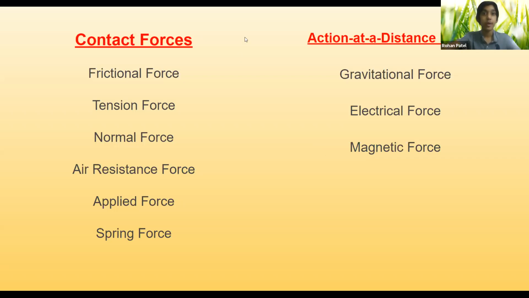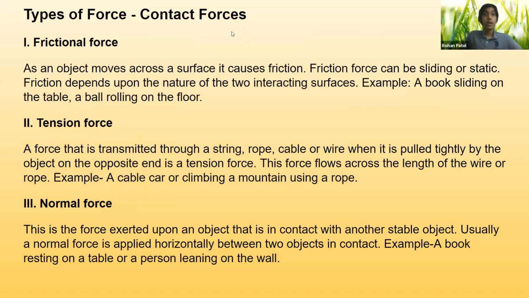So let's talk about each one. Frictional force. As an object moves across a surface, it causes friction. Friction force can be sliding or static. Friction depends upon the nature of the two interacting surfaces. For example, a book sliding on the table and a ball rolling on the floor.